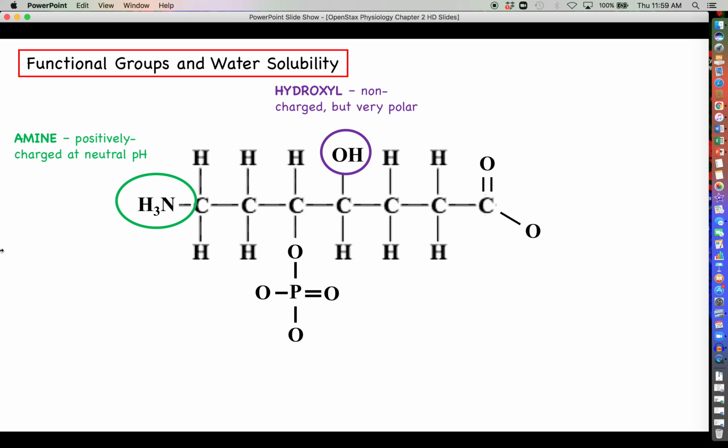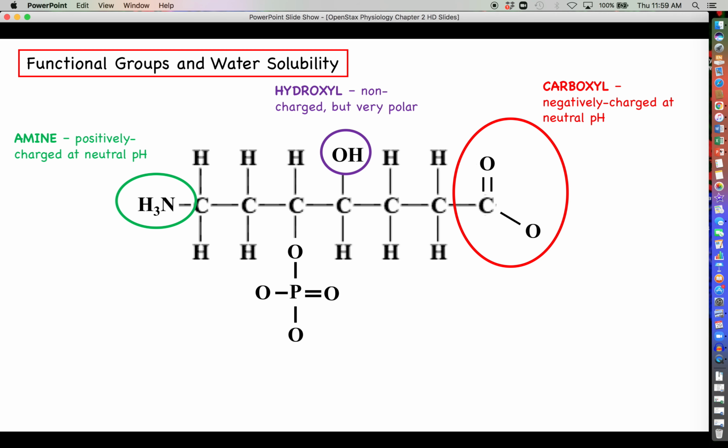The hydroxyl group you see right here, it does not have electrical charge, but it is very, very polar, so water will kind of congregate around that hydroxyl group as well. Over here on the end, you have a carboxyl or carboxylic acid group. The opposite of what we saw with the amine, it will want to give up its hydrogen atom. In fact, I drew this as if it already did, and that oxygen there is going to be negatively charged as long as we're operating at a near neutral pH. And then finally, the phosphate group down here will have a double negative charge, one here and one here, so it will be negatively charged at most pH values.